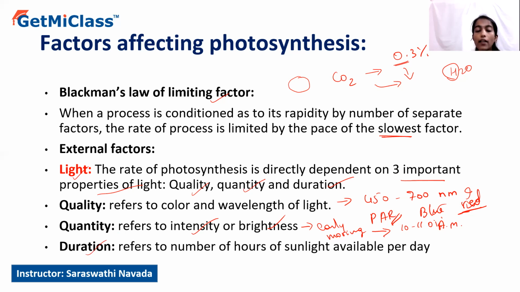So for how long a duration? In the 24 hour day period, for how much time the sunlight is available also determines the rate of photosynthesis. So that is regarding how the light will be affecting the rate of photosynthesis.